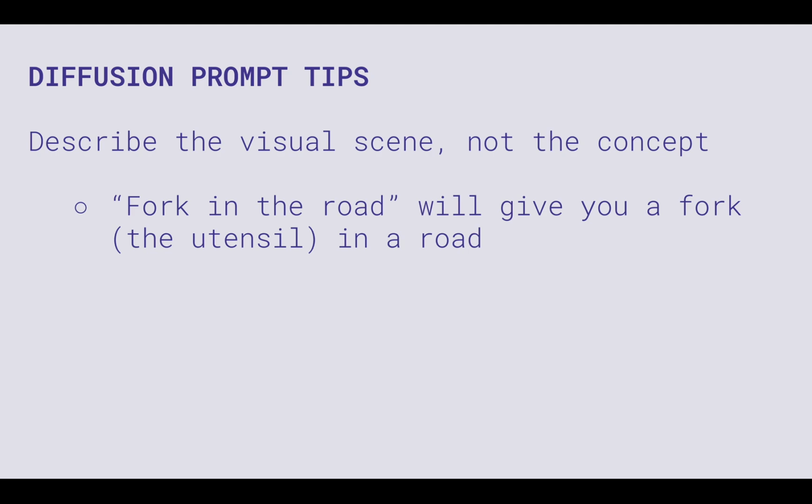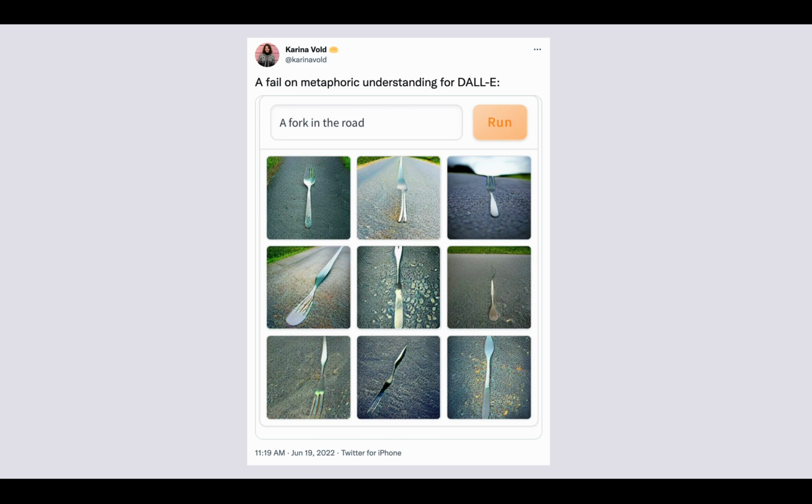All right, so let's start off with a really basic one, which is that you always want to describe what's visually in the scene and not a concept. My basic example is always, if you say show a fork in the road, it will probably give you a fork or a utensil in a road. This has been my classic example for a couple of years now. Again, this is Mini Diffusion, I think, back in the day. This is quite old now, 2022. And if you put a fork in the road, you in fact get a little fork in the road.